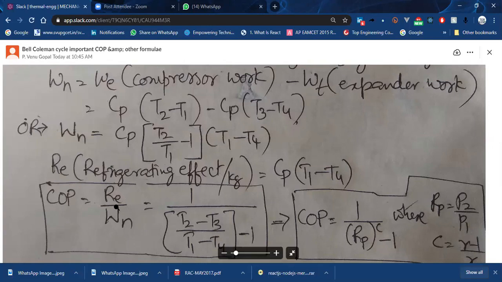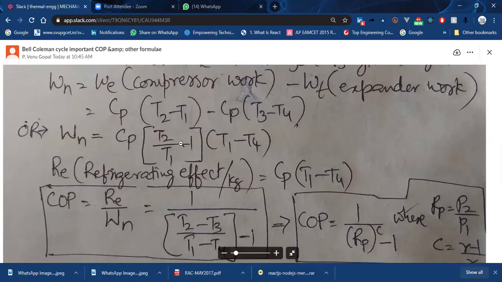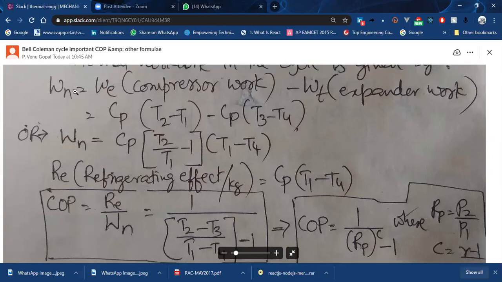So COP is the refrigerating effect, the cooling effect, divided by net work. That means in order to generate this refrigerating effect, how much work the refrigerating system is using. So that is net work. How much the motor is taking, like I have given the formula above. What is the work net formula? Just above, 3 lines up you can see, work net is equal to work of the compressor minus work of the expander.